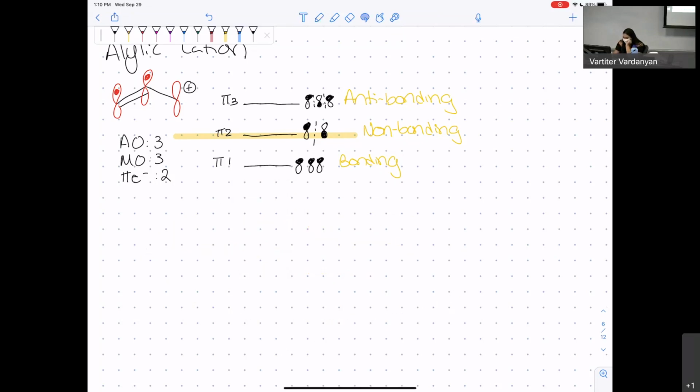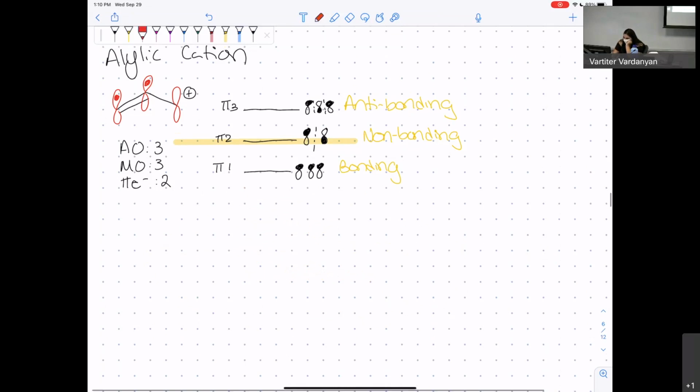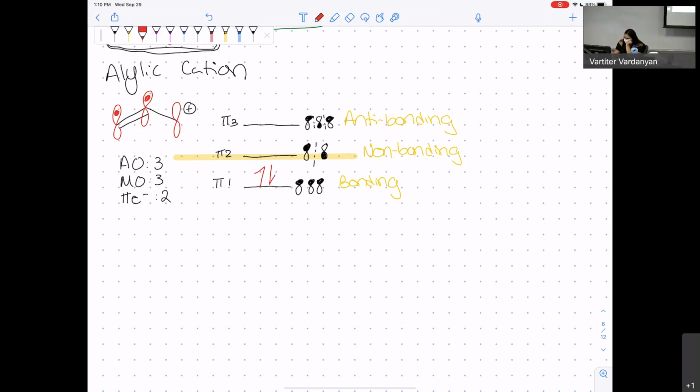Okay, so let's distribute some electrons. We're going to say 1 and 2. So if we only have 2 electrons, we are only filling up the pi 1 orbital. What is our HOMO? Pi 1, because why? Yes, so HOMO means highest occupied orbital, so it's the highest number that has electrons. And so then what's the LUMO? Pi 2, and why is that? Yes, this is the lowest orbital without any electrons in it.